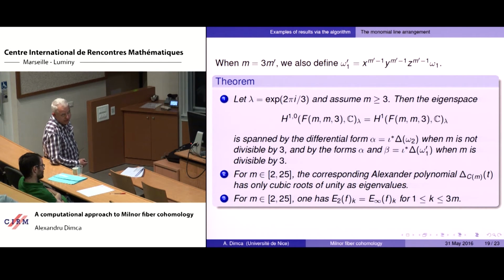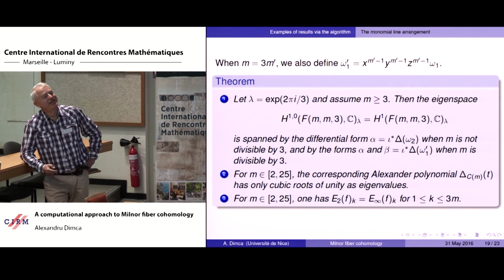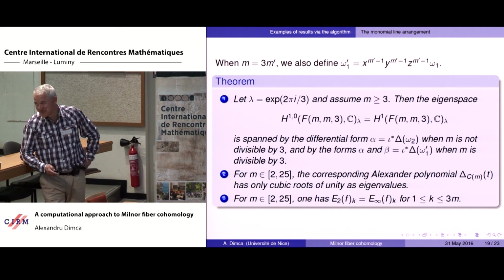So when we set up our algorithm, we hoped that maybe we'll discover a counterexample to the conjecture, or maybe a line arrangement with strange eigenvalues, but for the moment we have not succeeded.